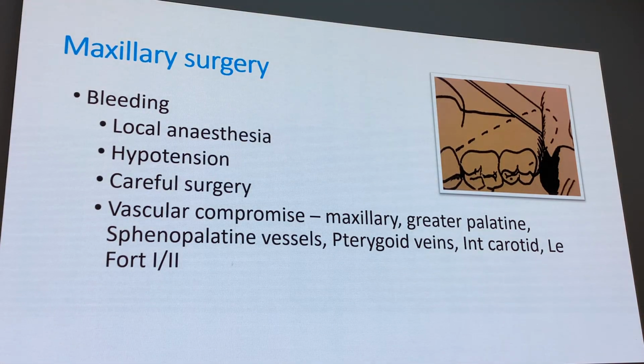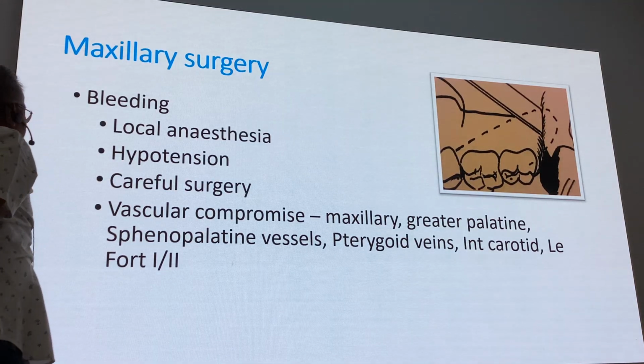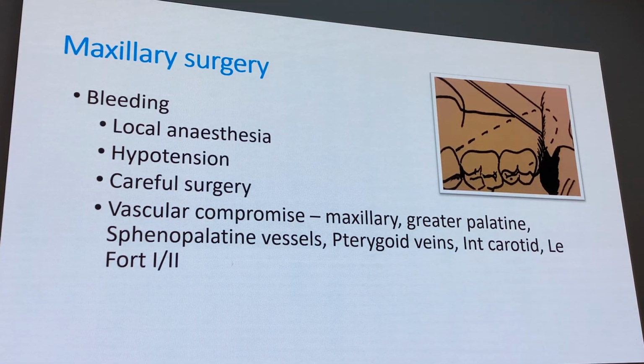Bleeding. People dread bleeding the most. So bleeding, yes, is a big challenge in maxillary surgery. Hypotensive anesthesia is sometimes given. So be very careful of the vessels. No harm in ligating the greater palatine vessel. You have other blood supply. What is the main blood supply if the greater palatines are damaged in the maxilla?